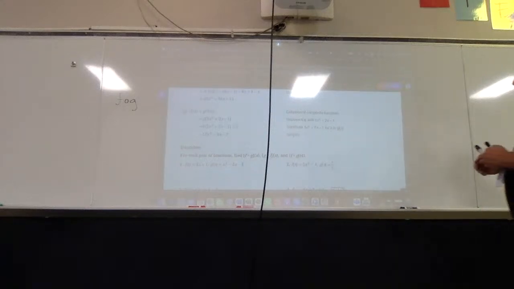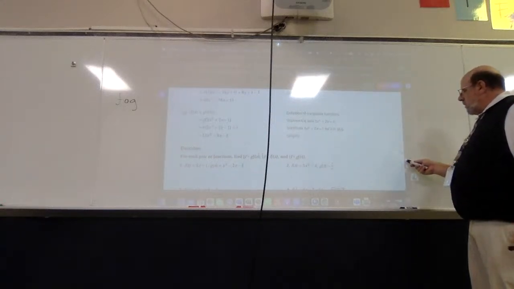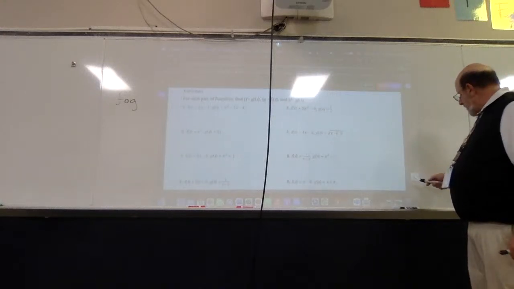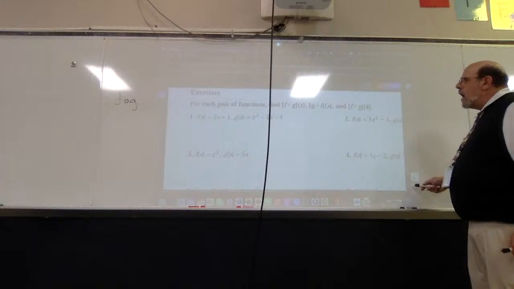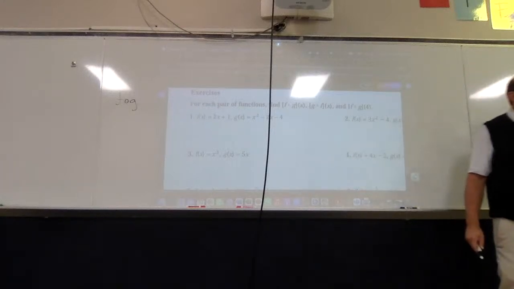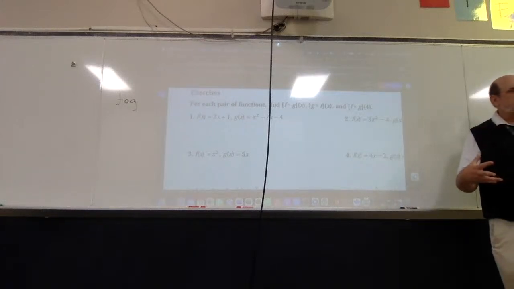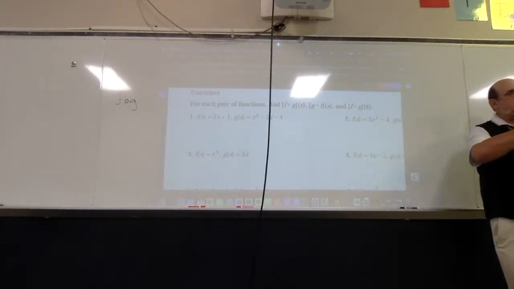So this is all just applying algebra to graphs. To functions. Yes, absolutely. We're seeing what happens if these two functions were combined.